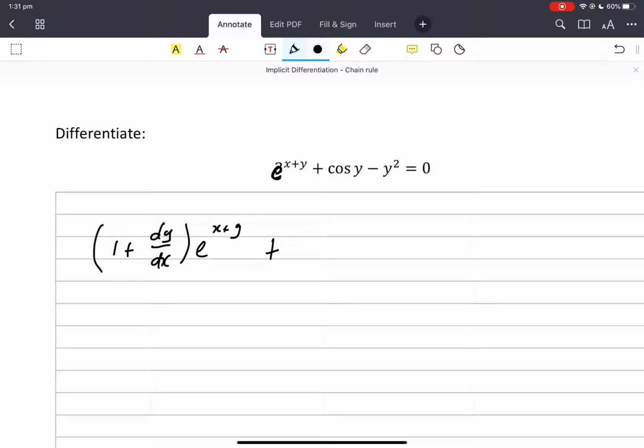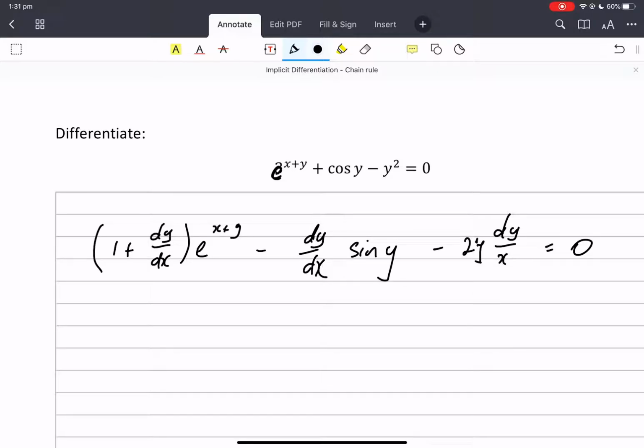Plus, okay, what's the derivative of y? Actually that's going to be a minus, isn't it? Because that's going to go to a minus sine y, and the derivative of y comes out the front. That's the chain rule, and then just some implicit 2y dy, then just implicit differentiation there, that's a nice easy one.